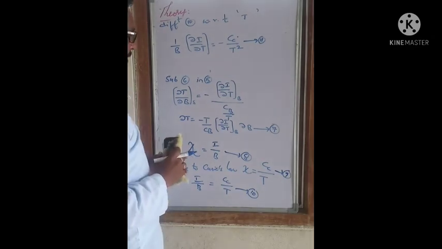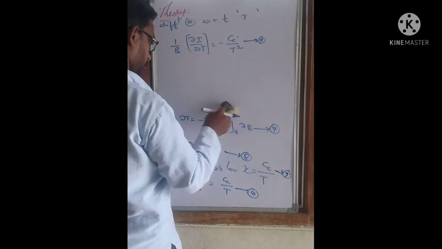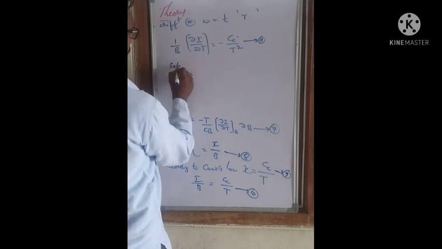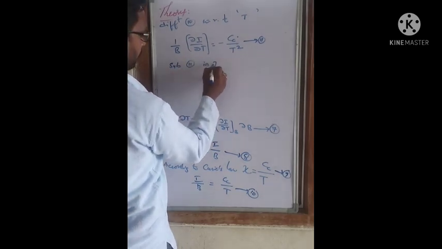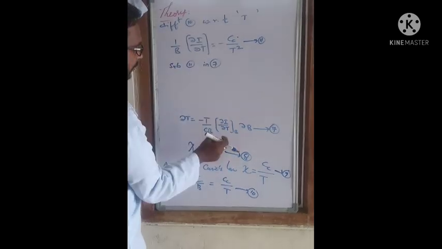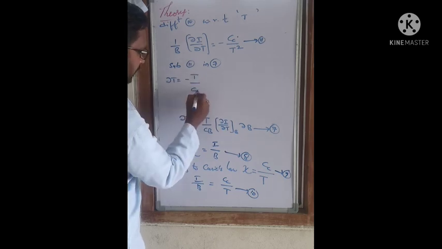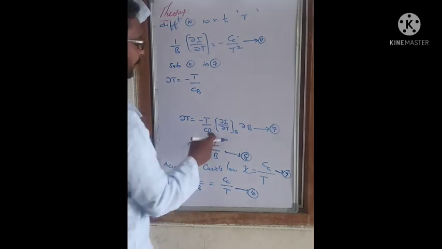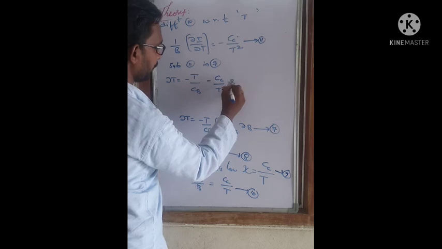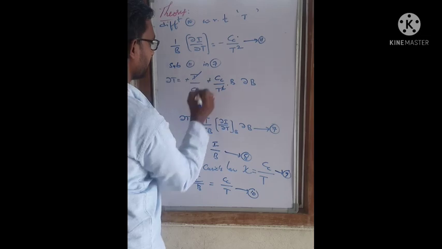Okay, so substitute equation 11 in equation 7. See what we get there: in place of dou I by dou T, I am substituting this equation. Then dou I by dou T equal to minus Cc by T square into B, and here dou B is there. Right, the minus cancels.